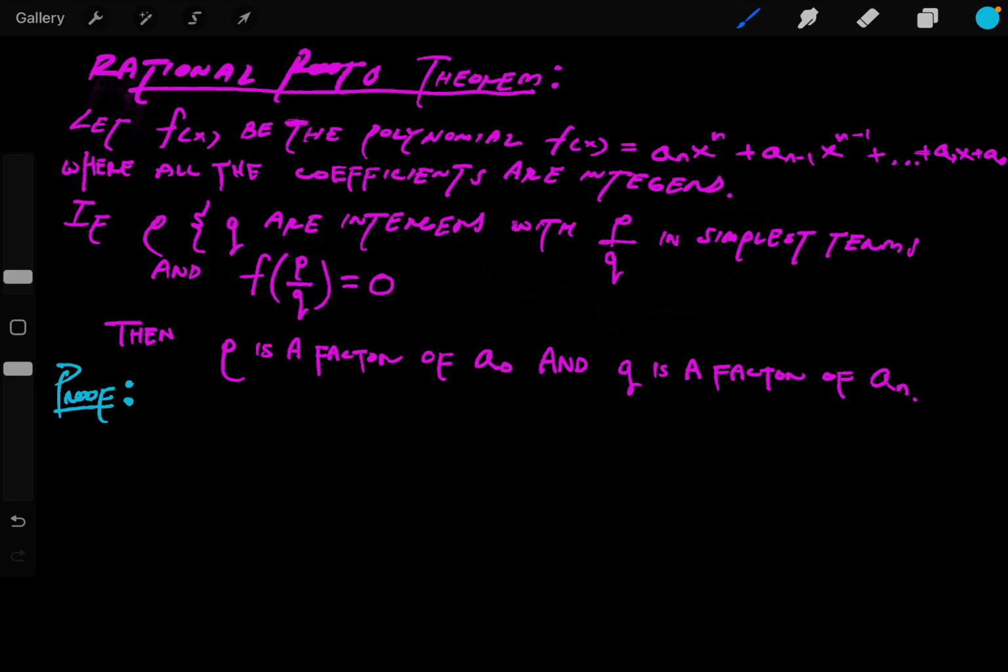Okay, so we're going to prove the rational roots theorem. The first thing we want to do is thoroughly read what the rational roots theorem states and understand each piece of it. So take some time, pause the video if you need be, read what this theorem states, and then unpause, and we're going to start going through it together.